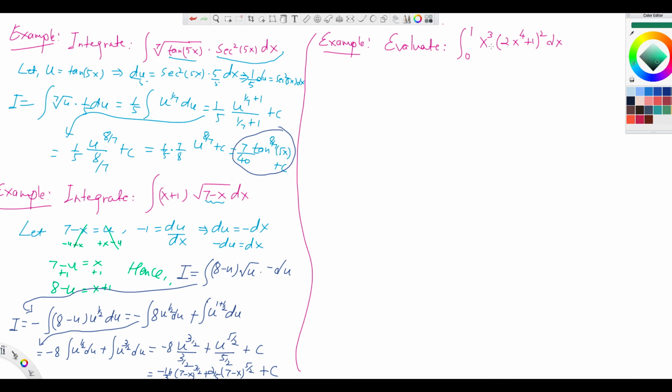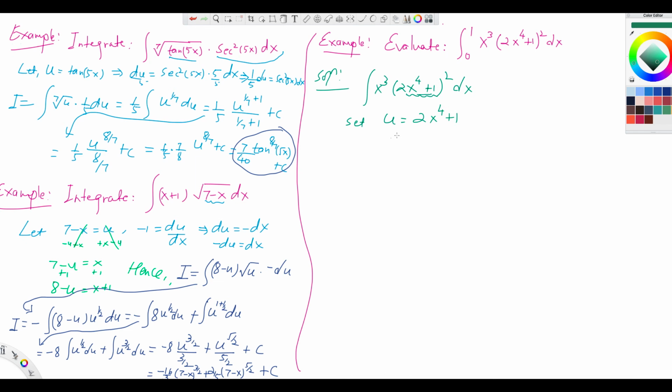So what should I set? Let us consider just the integral without the 0 to 1 first, and then we will plug in at the end, okay? So solution: we want to find just the integral of x cubed times (2x to the 4 plus 1) to the square dx. I want to find just that one first, and after I find the answer, I'll plug in the limits. So set u equals, what should be u? U is the base, without the exponent. So 2x to the 4 plus 1, okay?